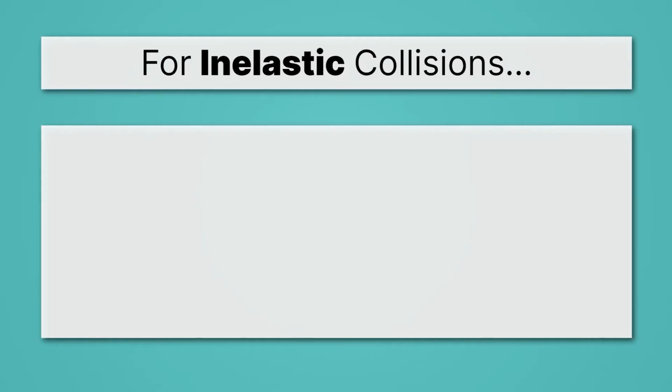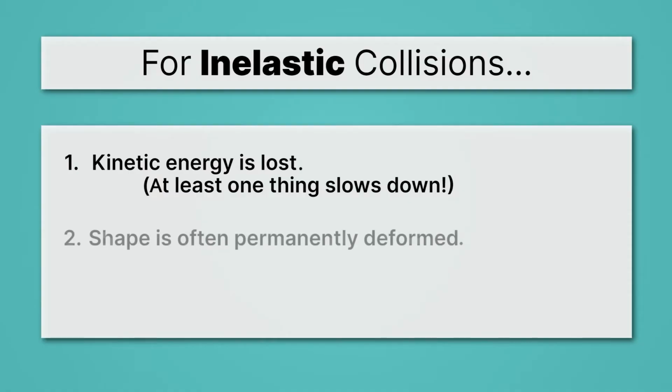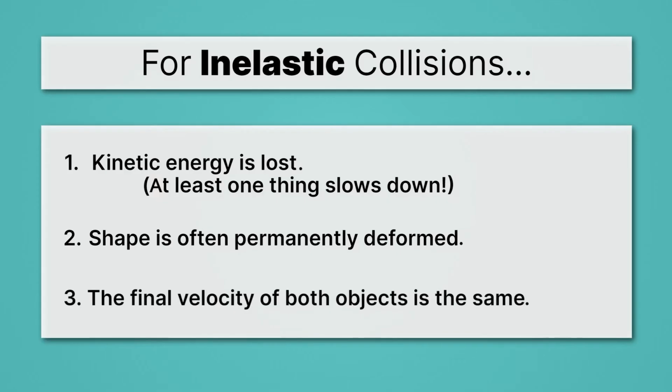Okay, let's review those three facts about inelastic collisions. First up, we said kinetic energy is lost. So that means something slowed down. At least one of the things is moving slower. Second, we said that shape is often permanently deformed. Something has changed its shape. And lastly, we saw that the final velocity of both objects will be the same.